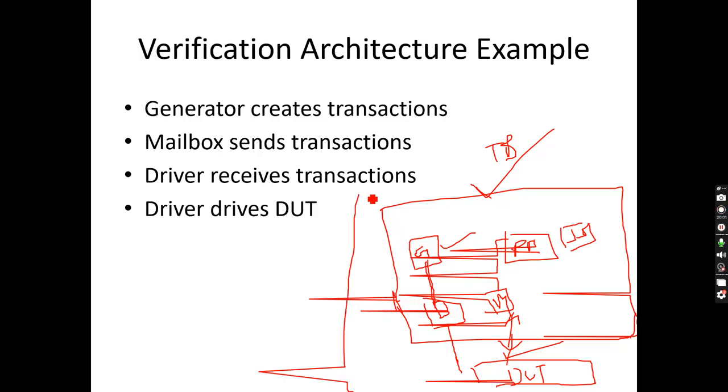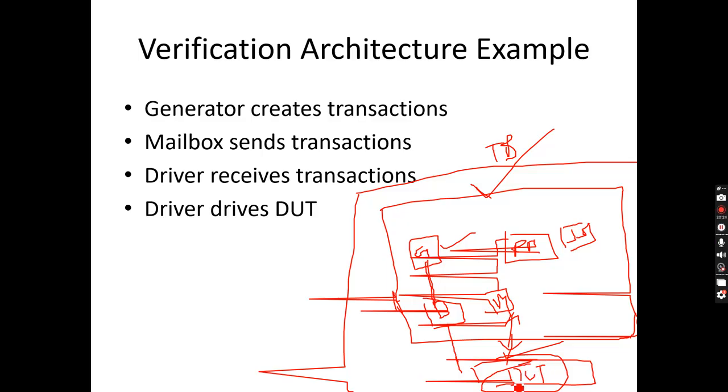TB and DUT will be integrated inside a module, the top module. Inside the top module we have the testbench architecture and the DUT in parallel. Inside the TB again we have generator, driver, monitor, scoreboard, reference model. With the integration of all these components, we are going to verify the DUT.